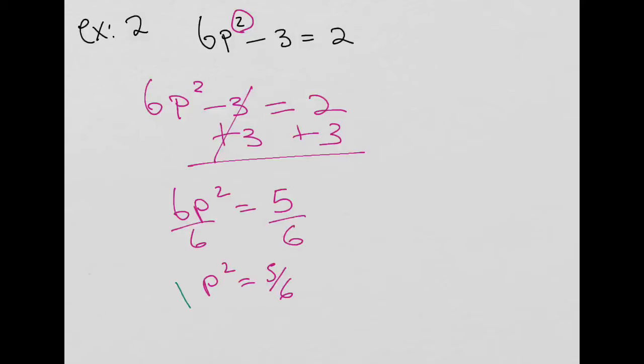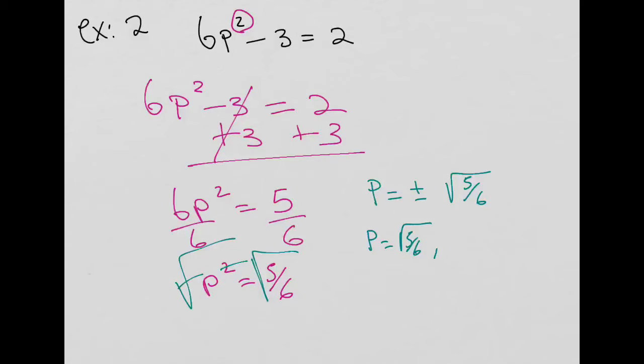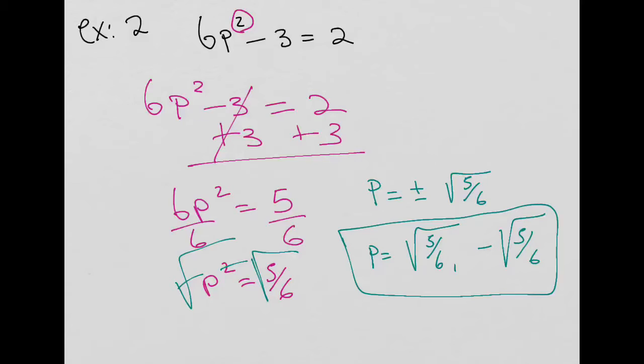And then again, I'm going to square root both sides just to cancel. P equals plus or minus the square root of 5 over 6. Because 5 over 6 is not a perfect square, I'm able to say that P equals the square root of 5 over 6 and negative square root of 5 over 6. And those are your two answers. Let's see another example.